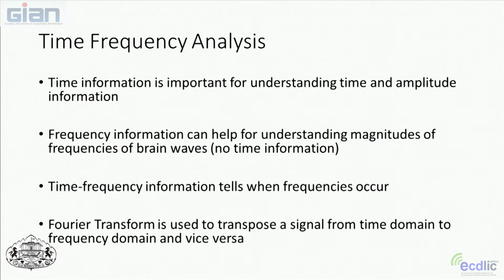Another type of analysis that's done with EEGs is time frequency analysis. So time information is important for understanding time and amplitude information, how quickly things are occurring in the brain. And like I said, one benefit of using EEG is that you get very good temporal resolution. There's very little lag time between when the signal occurs and when you're collecting it. So the frequency information can help us understand information about magnitudes and frequencies of the brain.